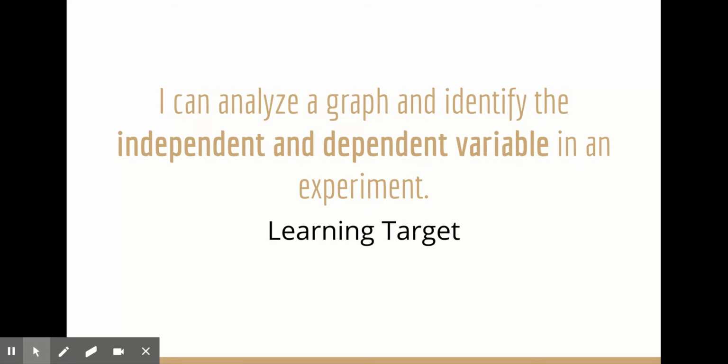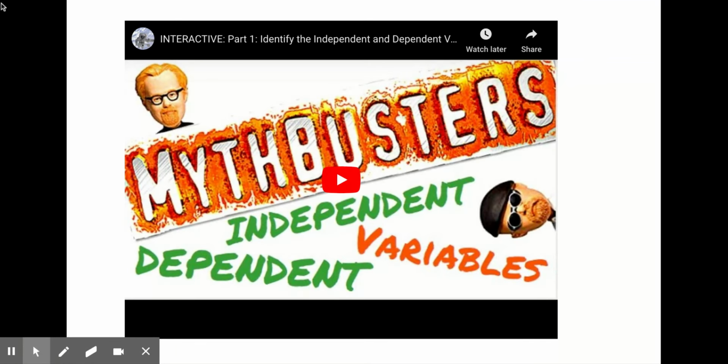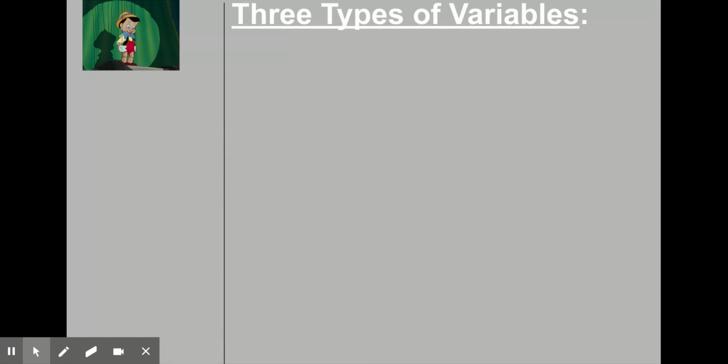Today's learning target is: I can analyze a graph and identify the independent and dependent variable in an experiment. So being able to figure out what I like to call the IV and the DV is very critical to even begin an experiment. There is a YouTube video, but for the sake of this video, I want to let you watch that on your own time since you have access to the slides.